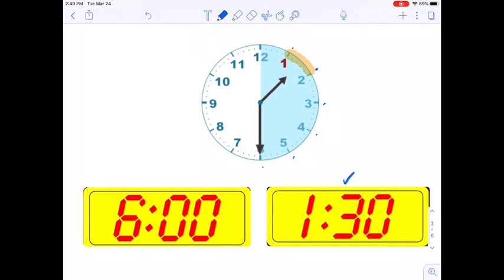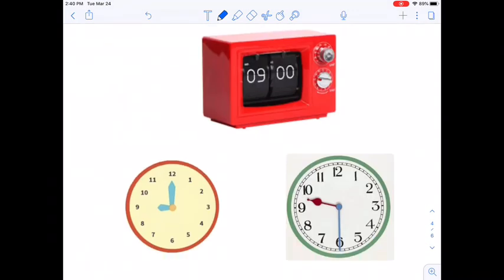Why can't it be 6 o'clock on this clock? What would have to be different? The shorthand, the hour hand, would have to be pointing at the 6. And this hour hand is not pointing at the 6. What is pointing at the 6? The minute hand is pointing at the 6. And remember, the minute hand tells us how many minutes have passed, not how many hours have passed. So we know that this one is not right.